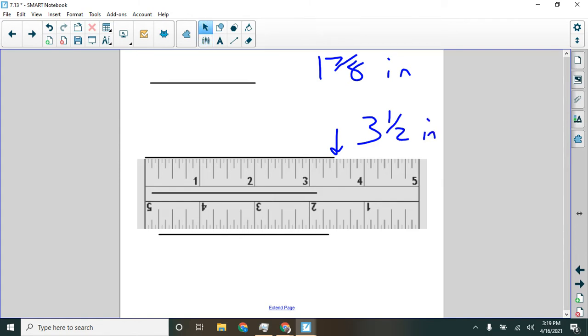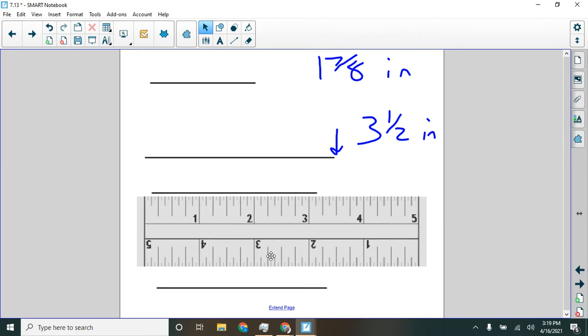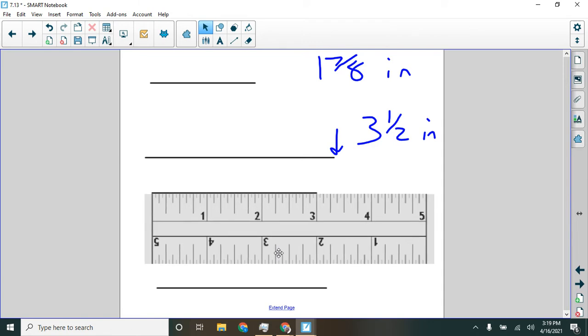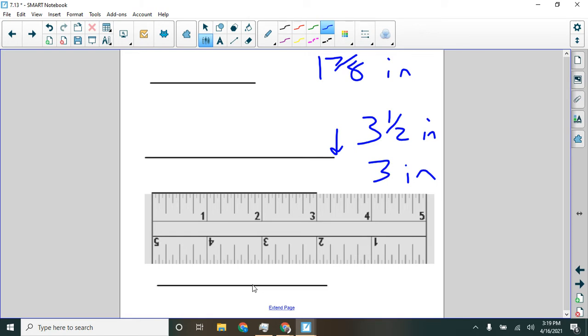All right, your turn. Let's get this one out of the way and have you measure this one. How long is that line segment? This is exactly 3 inches, right? Just because we're measuring to the nearest 1/8 of an inch does not mean we have to write 1/8 of an inch. If it's exactly a whole number, we just write that.